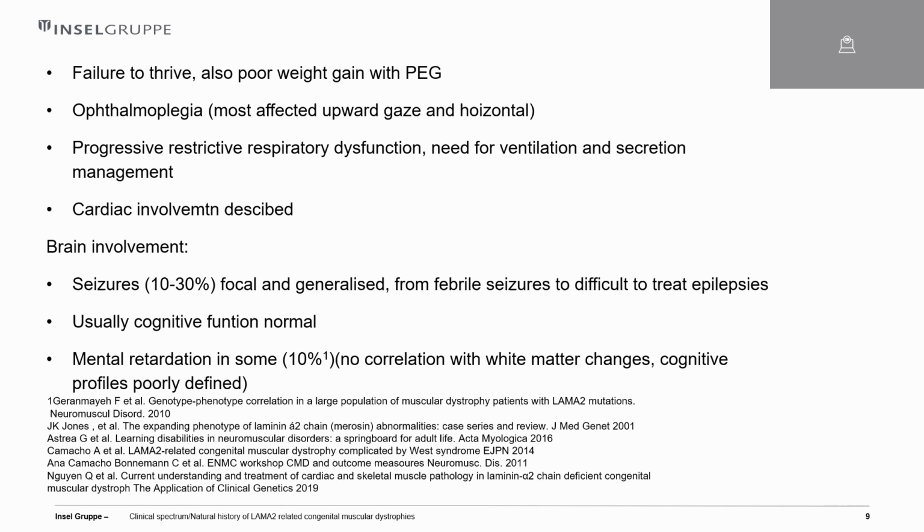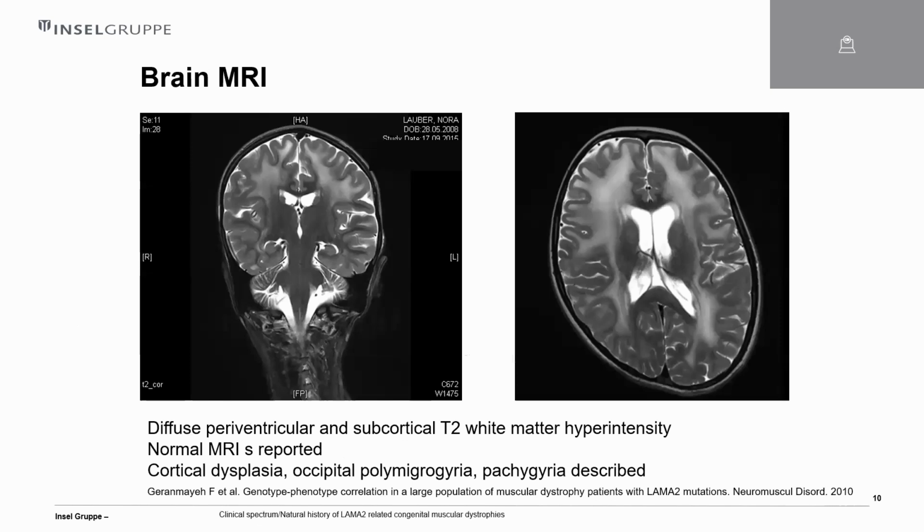Usually the cognitive function is normal, but then again, there are patients with autism, there are patients with a cognitive problem, and also that is still not really well defined, and there's also work needed. And this is just to illustrate these brain changes, and I just want to show you some pictures.